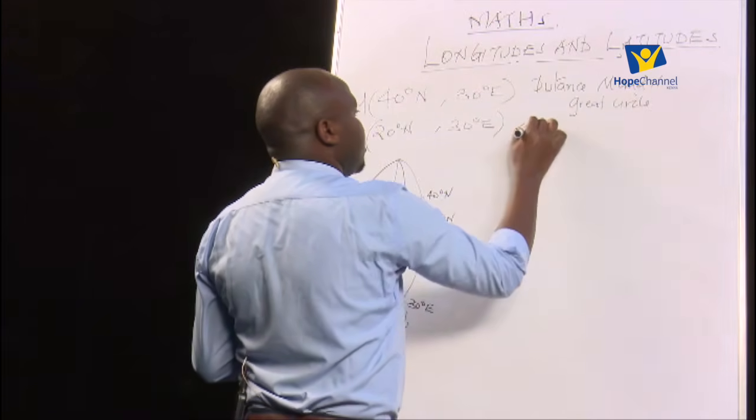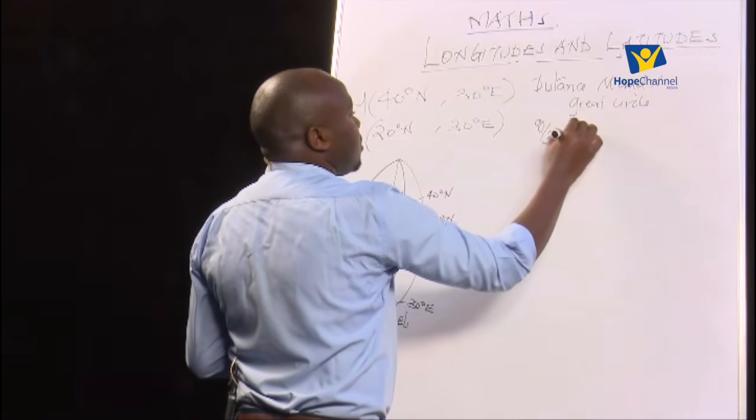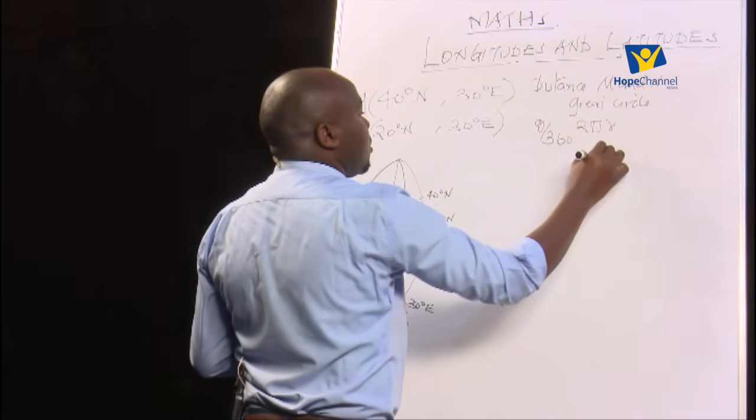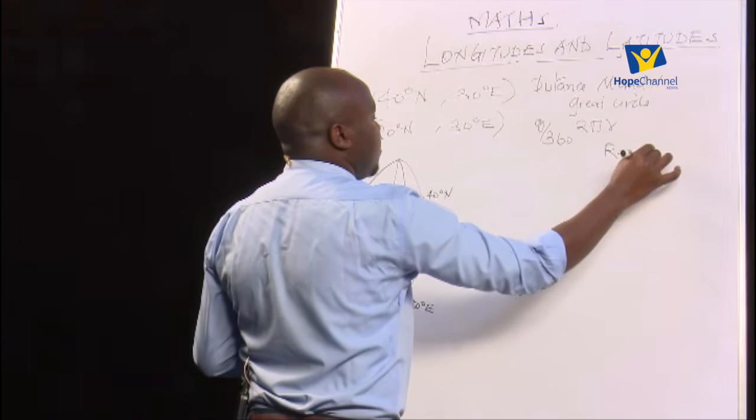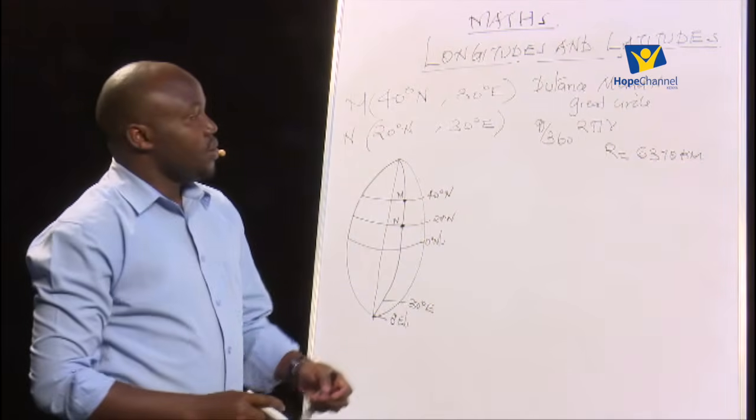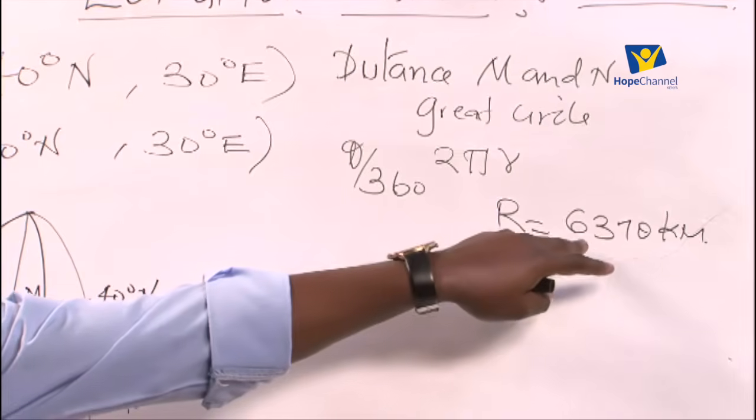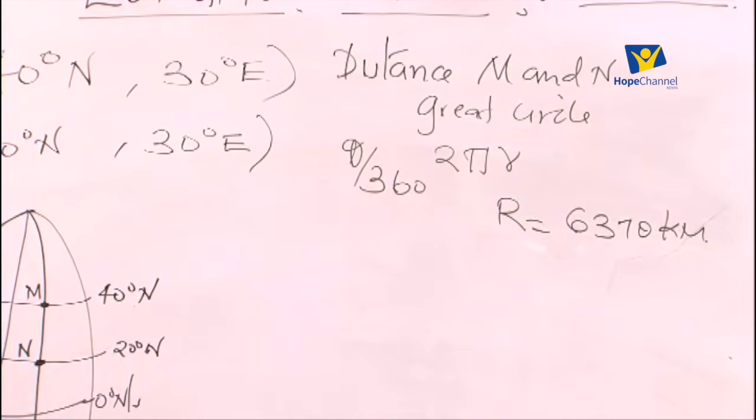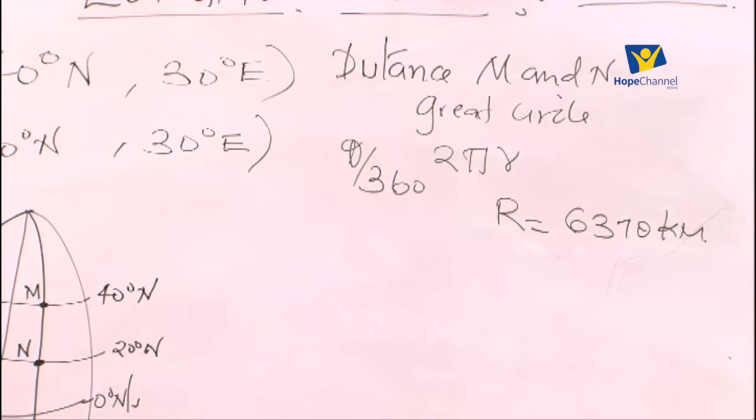and the formula is theta over 360 times 2 pi r, with the radius of the earth being 6370 kilometers. So if you're joining us now, I said the radius of the earth is 6370, unless the examiner has told you to use a different radius, then always use 6370.